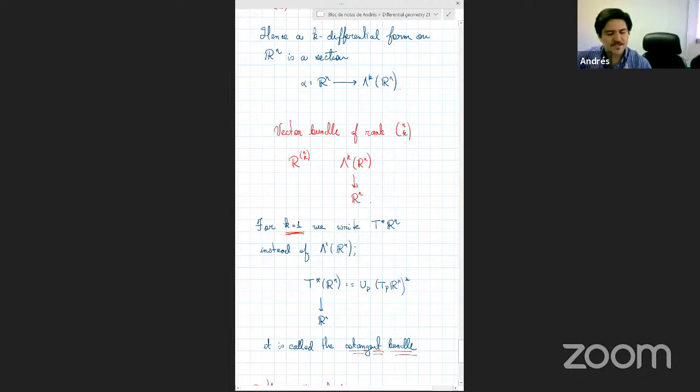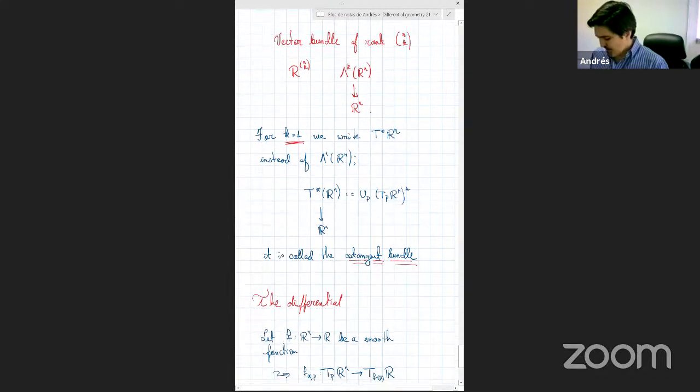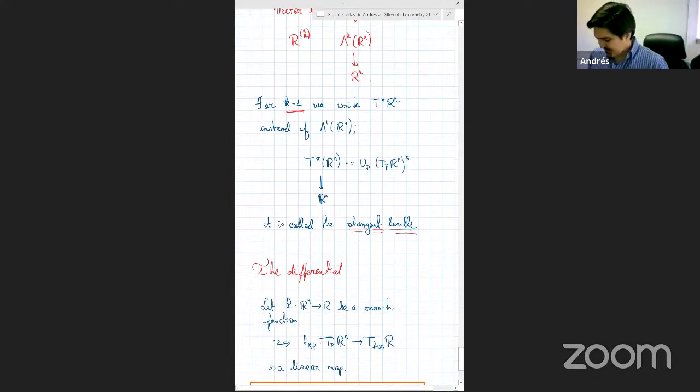So again, all of this holds also for manifolds, we will see it, but this is, again, a very different approach to differential forms in Euclidean space. Something that you have seen before, but now from a different point of view. Now, just to finish, I want to talk about the differential. Something that we have seen before, but now in terms of differential forms.